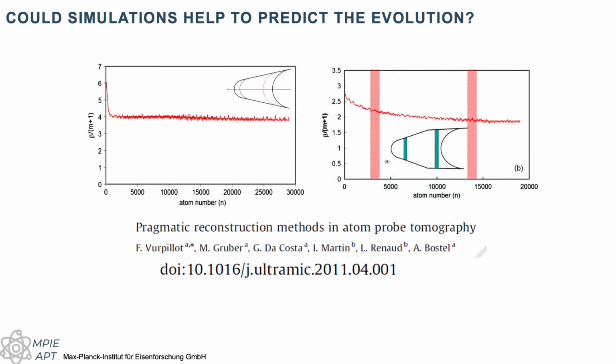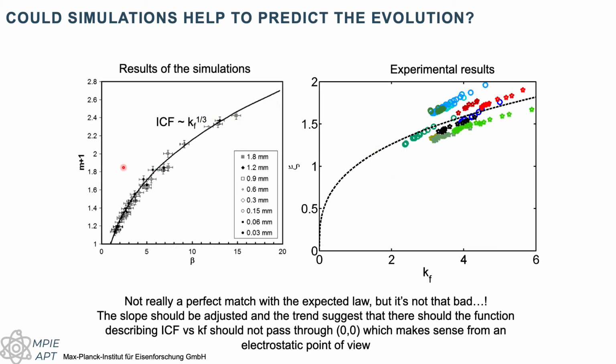If we look in the literature, there's some work that's been done to try and use exactly this parameter of the field factor divided by the ICF. By looking at some modeling work, they predicted that it might be a constant, and they did this for a single shank angle or for multiple shank angles for the specimen. You can see slight differences. They predict that the ICF and the KF are linked by a cubic root relationship, and we don't really see this experimentally, although it's not completely off.